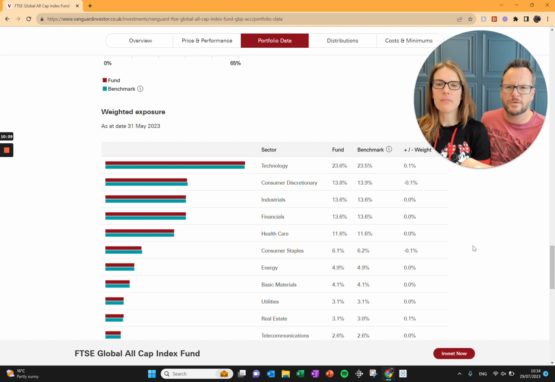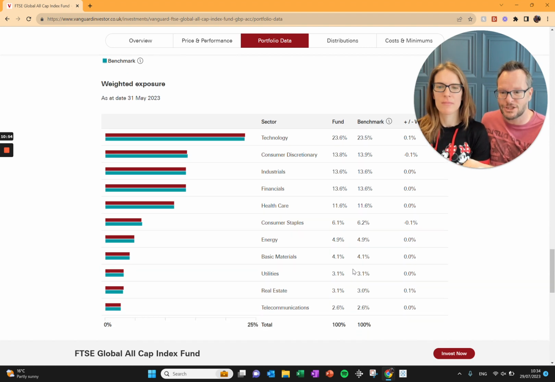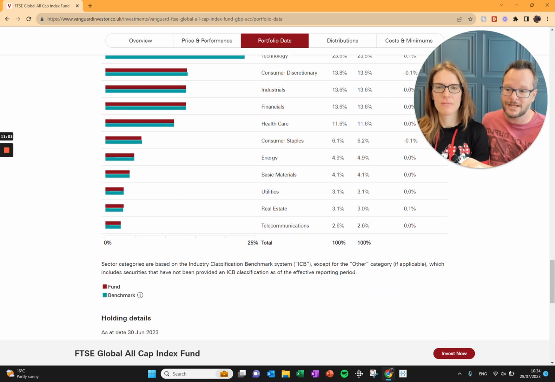And people also say to us, Donegans, you talk about being diversified, but then you tell us to invest in one index fund. Well, this is one of the reasons why it's incredibly diversified. You've seen how many countries it's in, and it's in every technological sector. Technology, consumer discretionary, which is basically retail and different things, industrials, financials, healthcare, consumer staples, energy, telecommunications. You are invested across every industry, every country, and all the companies therein.